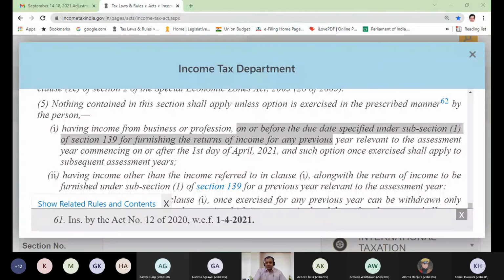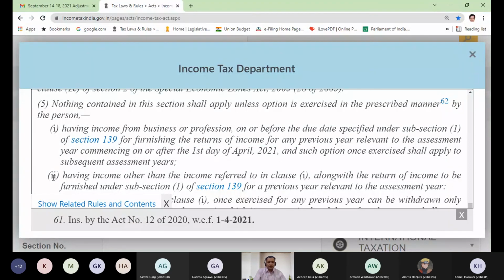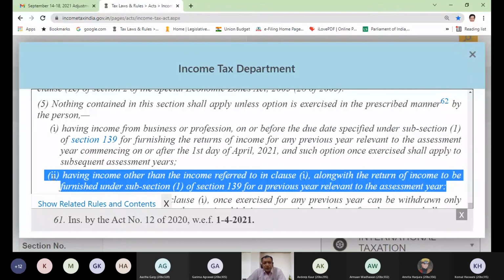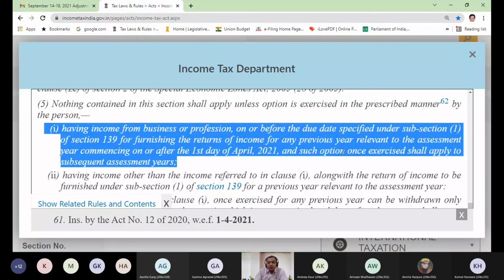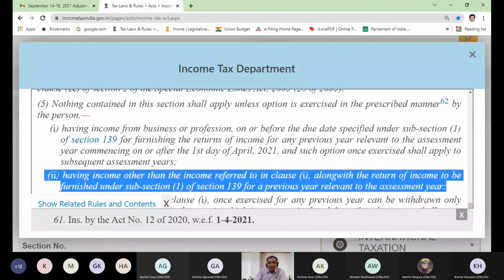Similarly, what does clause 2 say? Having income other than the income referred to in clause 1. So other than the income which is referred to in clause 1, what is it? Salary, house property, capital gain or other sources, along with the return of income to be furnished under subsection 1 of section 139 for a previous year relevant to the assessment year. Here it is not used that such option once exercised will apply to subsequent years. That is why I was saying that other than PGBP, you can choose the option on a yearly basis.